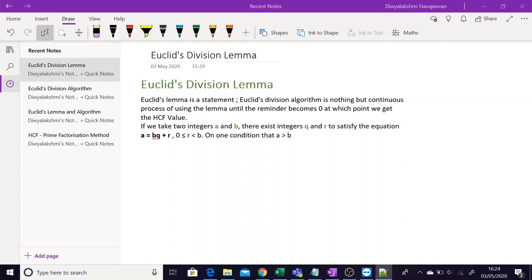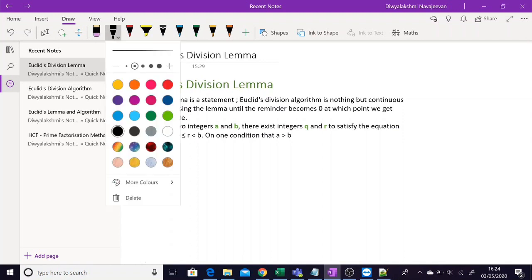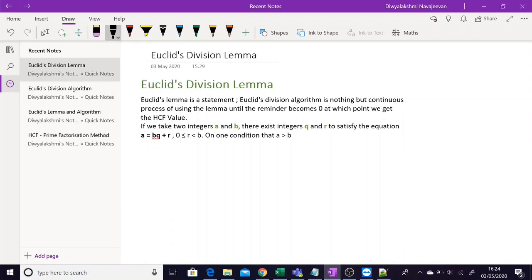If we take two integers a and b, there exist integers q and r to satisfy the equation a equals bq plus r. We can try and understand it with two integers. Let us take 3 and 13.